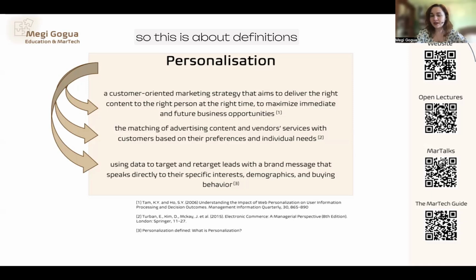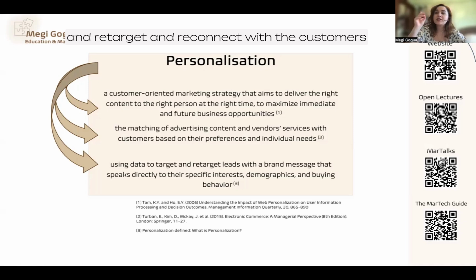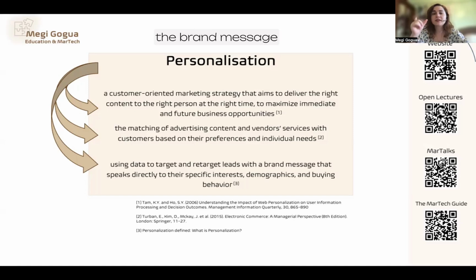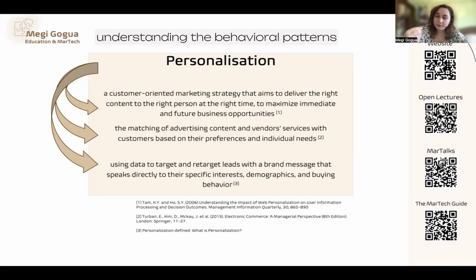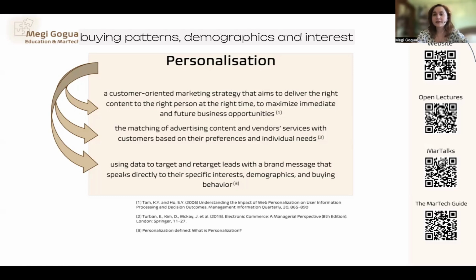So this is about definitions. I really think that this helps us understand that it can be a strategy. This can be the point of matching of content and the customer needs. And this is the process, again, of using the data to target and retarget and reconnect with the customer's specific time through our understanding of the behavioral data, the brand message or advertised content or the right content. So what is actually needed, and then understanding the behavioral patterns, buying patterns, demographics, and interests. So this is about the overall definition.